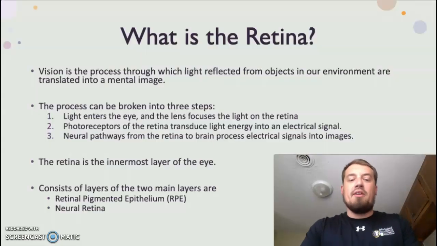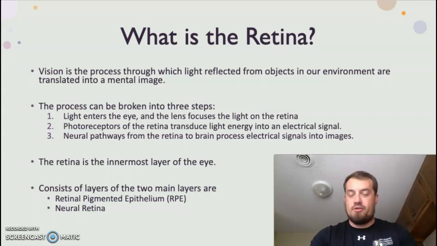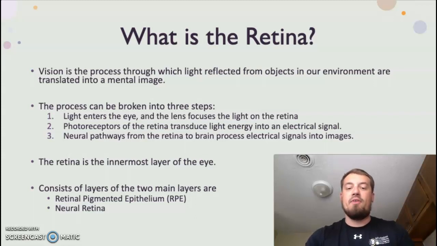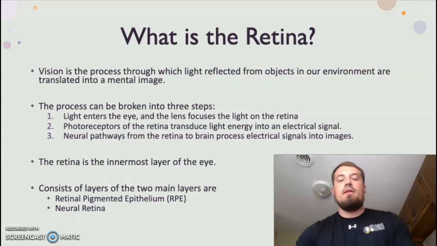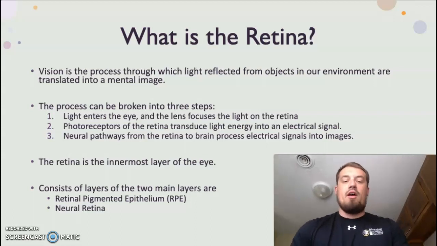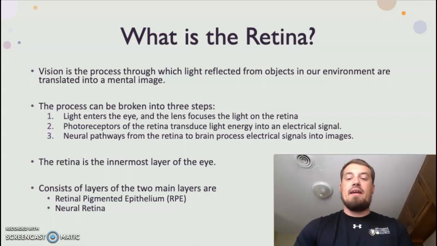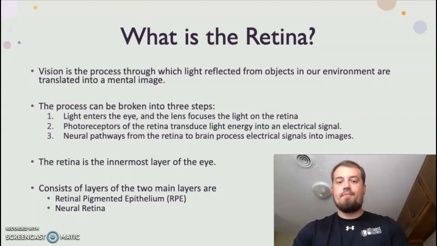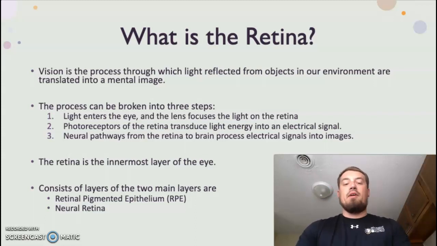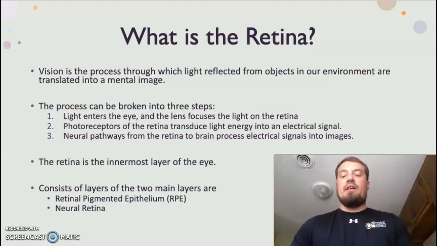So first, before we dive into what the retina is, we need to talk about vision. Vision is the process through which light reflected from objects in our environment is translated into a mental image. This can be broken down into 3 steps. First, light enters the eyes and the lens focuses the light on the retina. Secondly, photoreceptors of the retina transduce light energy into electrical signals. Thirdly, neural pathways from the retina to the brain process electrical signals into the image.